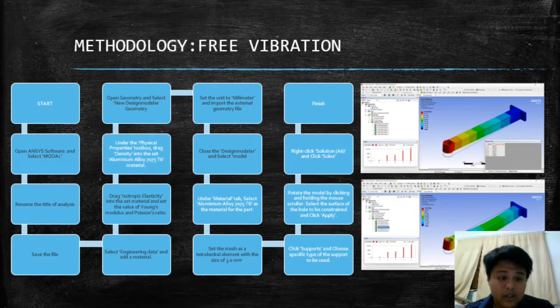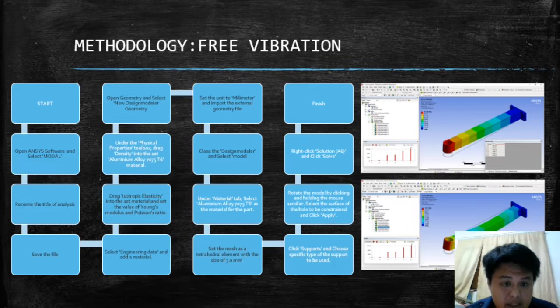First in the methodology, open ANSYS software and select Model. Rename the file of analysis. Save the file. Next, select Engineering Data and add a material. Drag Isotropic Elasticity and set the material and the value of Young's modulus and Poisson's ratio. Under the Physical Properties toolbox, drag Density into the set of aluminum alloy.